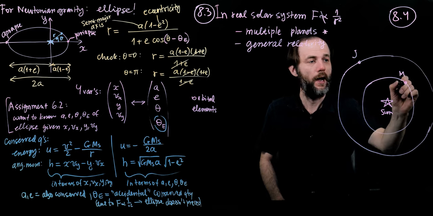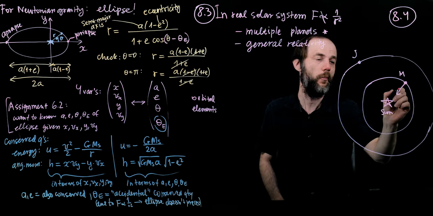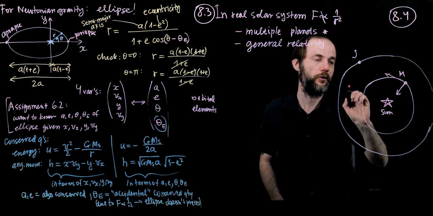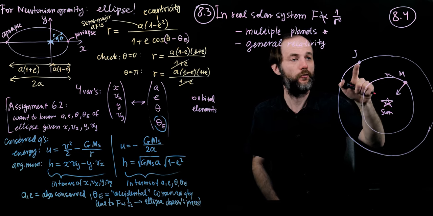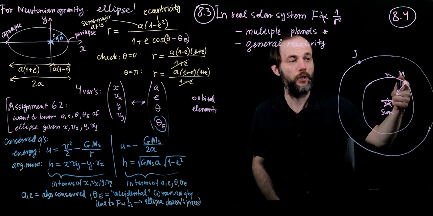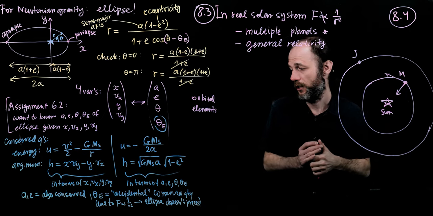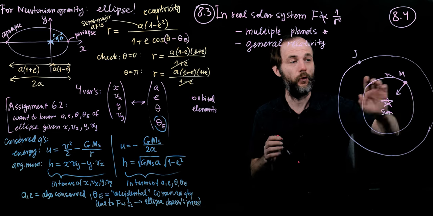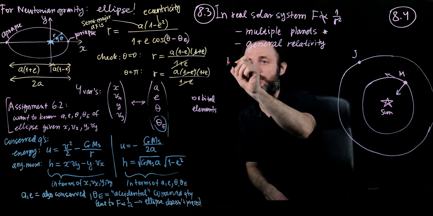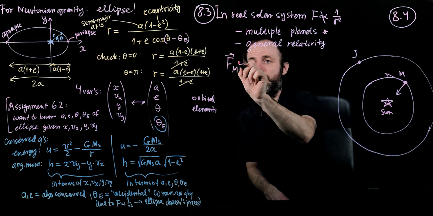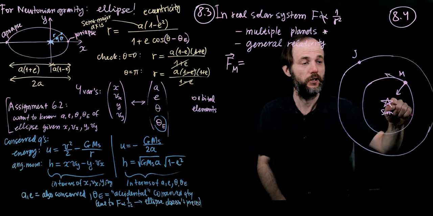So now our Mercury feels the force from the sun, but it also feels the force from Jupiter. I'm not drawing the arrows to scale. What's important here is that the force will be pulling Mercury towards Jupiter. That's what Jupiter does. And another force will be pulling towards the sun. So the sum of both of these forces is going to give us the net force. So the net force acting on Mercury is going to be the sum of the two. So let's write this force as the sum of this plus that.